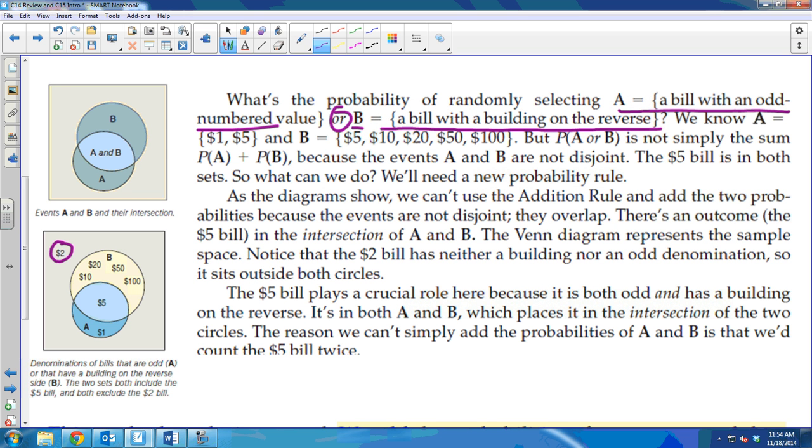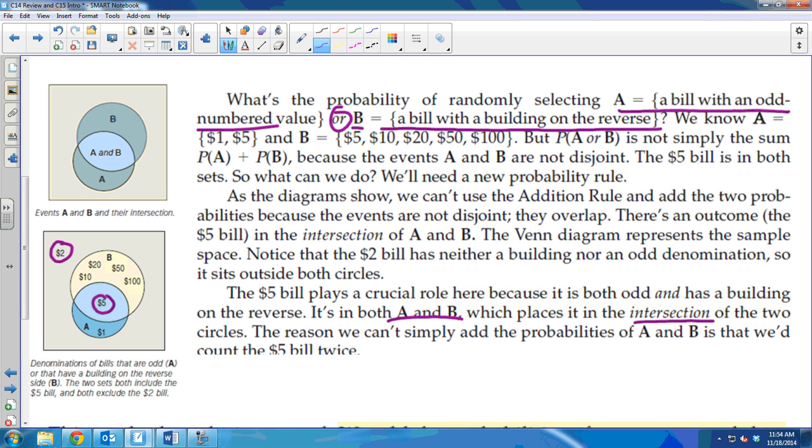It's not odd. And it doesn't have a building, right? It's still part of the sample space, though. It's just not in one of our categories. It's not an outlier. You know better than that now. All right, so we have this intersection, this $5 bill. It plays a crucial role because it is both odd and has a building on the reverse. It's in both A and B, which places it in the intersection.